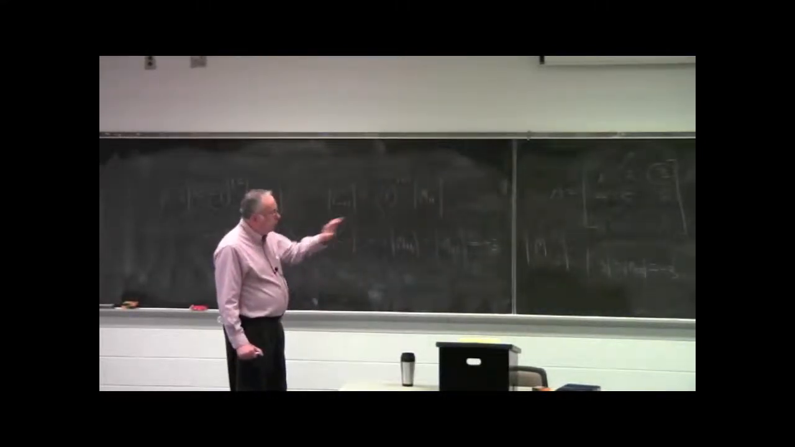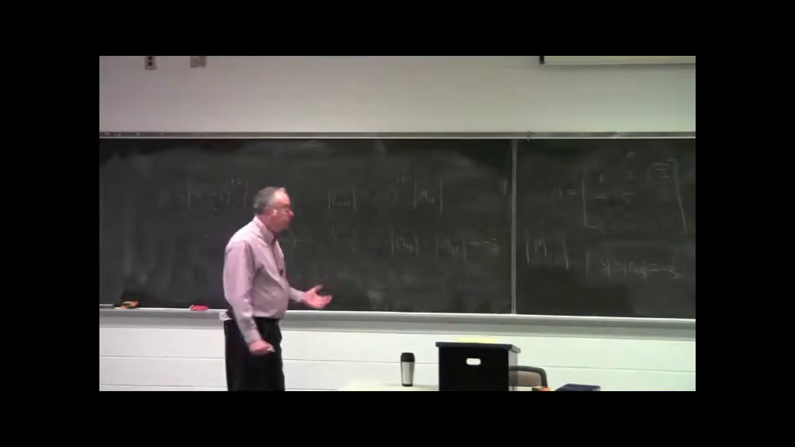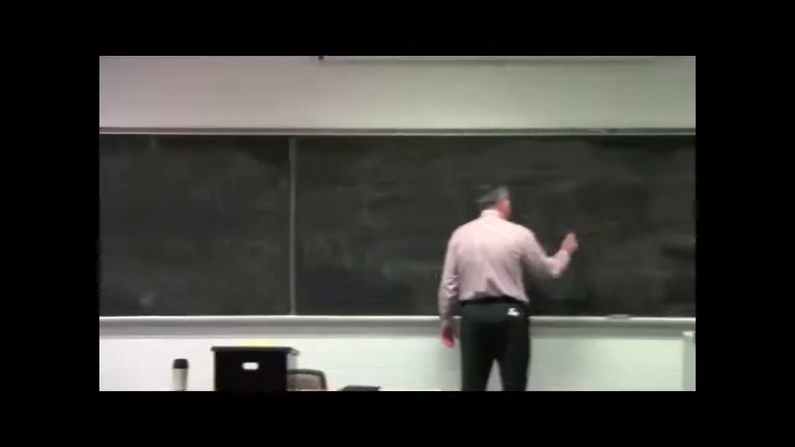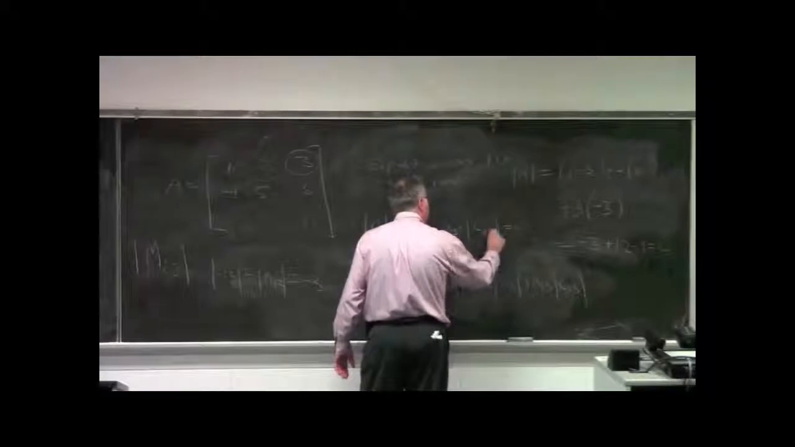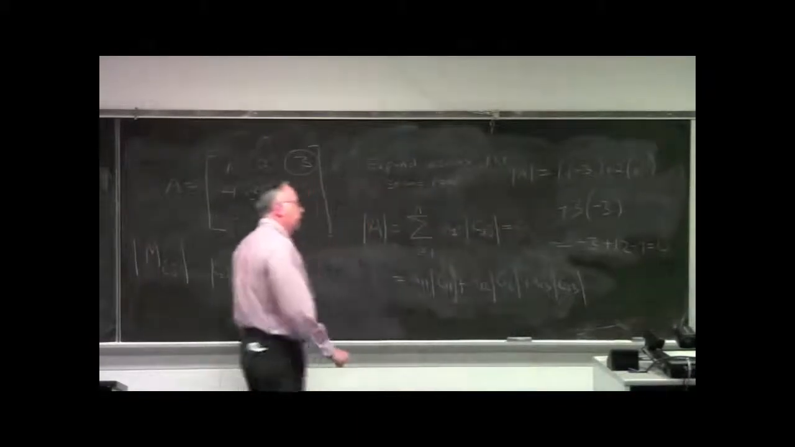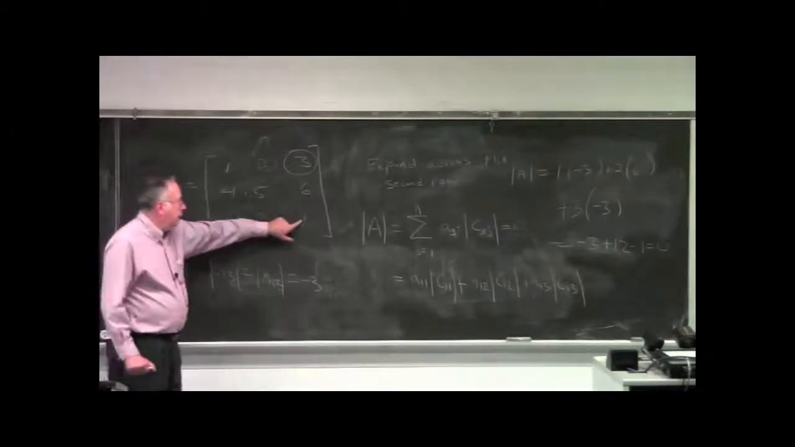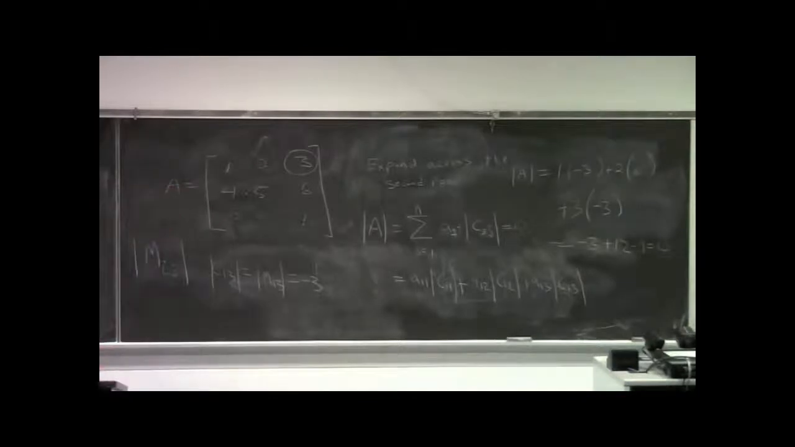That's why it's helpful to know these formulas, because you can pick and choose which row and column. Okay. And in this case, you would want to use this formula. You would expand across the third row. So this would be a 3, and this would be a 3. Okay. And it would be very simple. It would just be 1 times its cofactor.